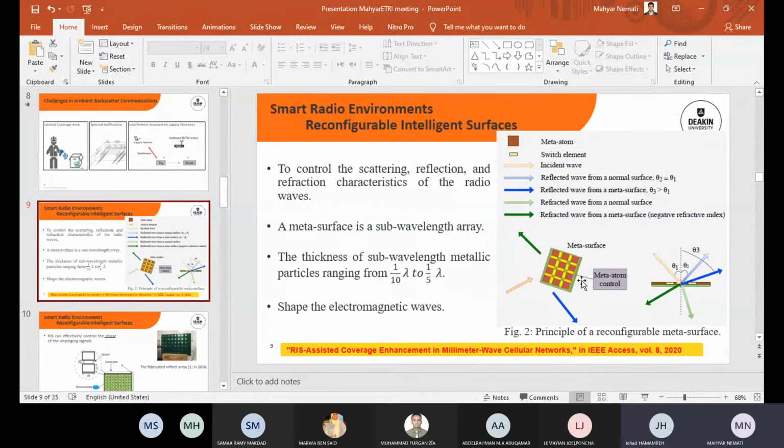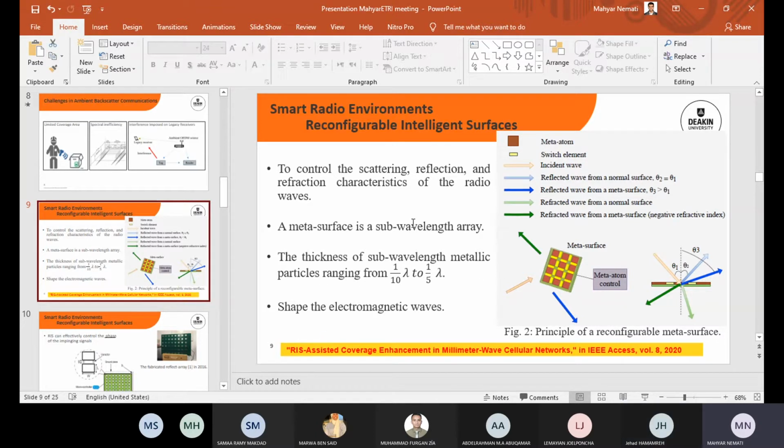The structure of these meta surfaces is like that. There is a surface which contains many very small sensors, a sub-wavelength array of sensors. You can imagine some structure like MIMO, but it's definitely different from MIMO. There are many sensors on the surface that can shape the electromagnetic waves.